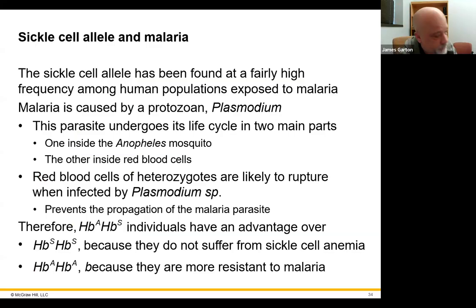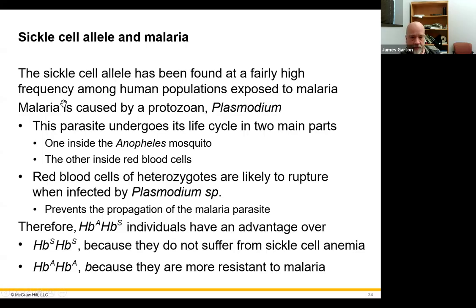Now, it turns out that if certain kinds of malaria are present in the environment, being heterozygous for sickle cell anemia is advantageous. And malaria is caused by a protozoan. And protozoans often have very weird life cycles. And this particular genus goes through one stage in a type of mosquito, and then it gets into your body, and eventually goes through another stage inside your red blood cells.